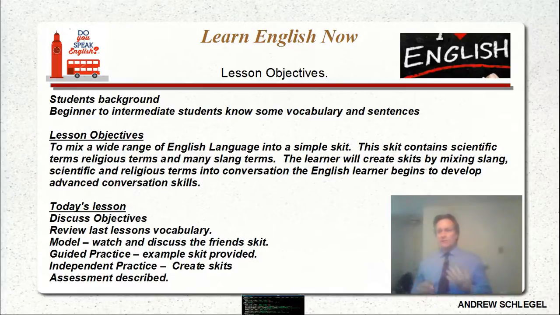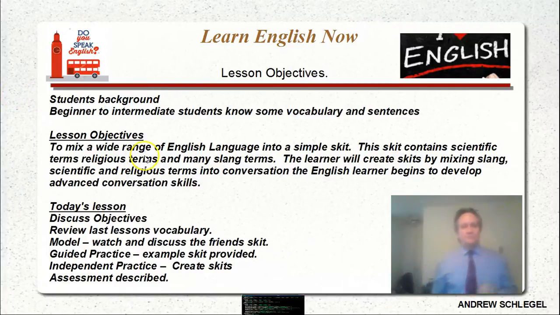So what we're going to do is take that mixed language and put it into a skit. The skit is the actual objective of this lesson. The skit will contain scientific terms, religious terms, and slang terms, all mixed together. You're going to learn how to create skits by mixing all this terminology into conversation, so that you can begin to develop, not only participate, but understand real conversations that are going on.